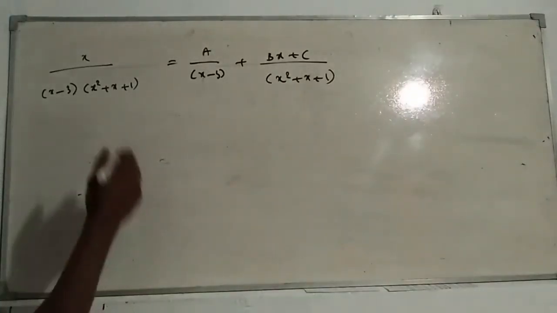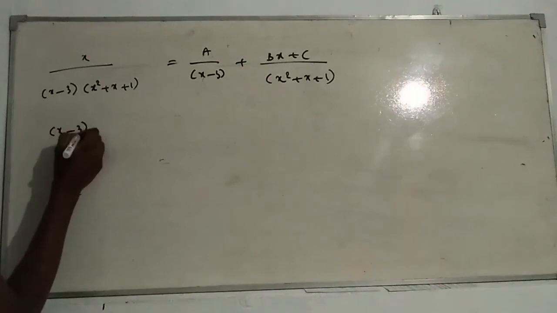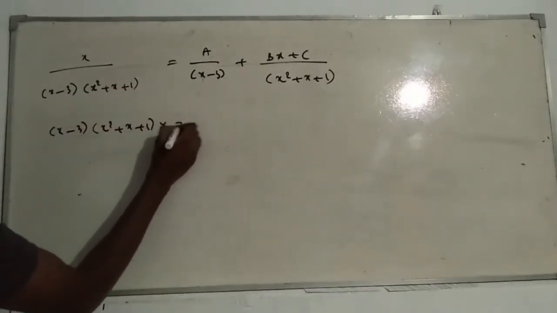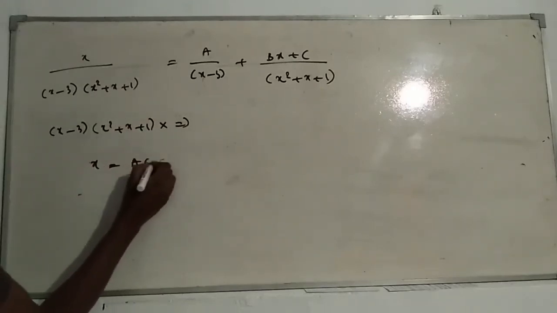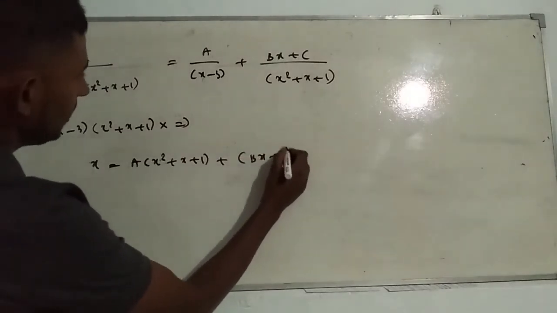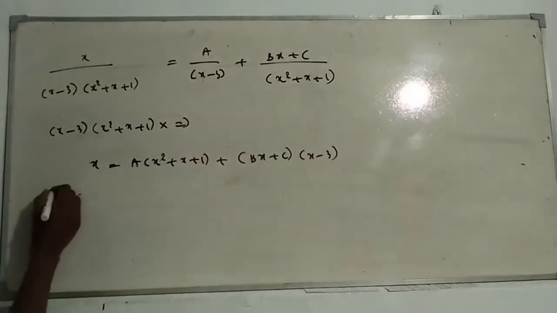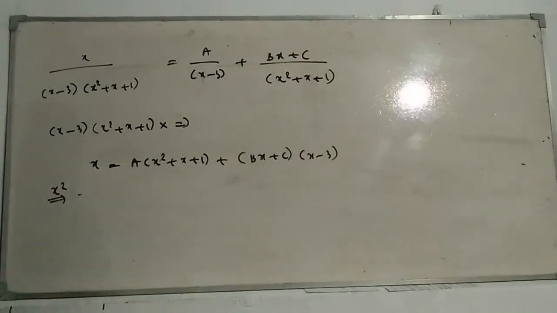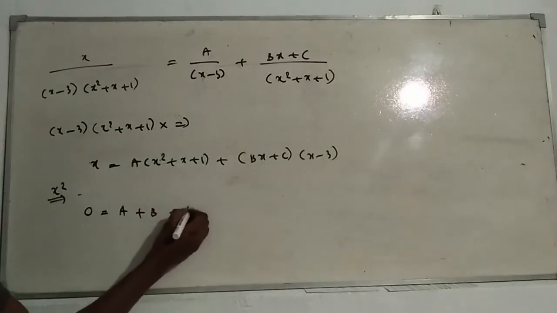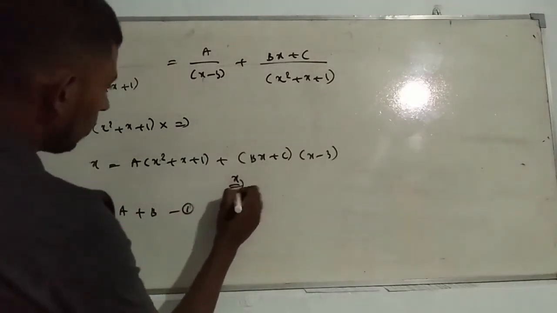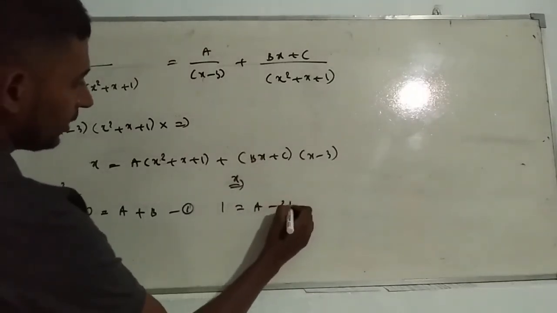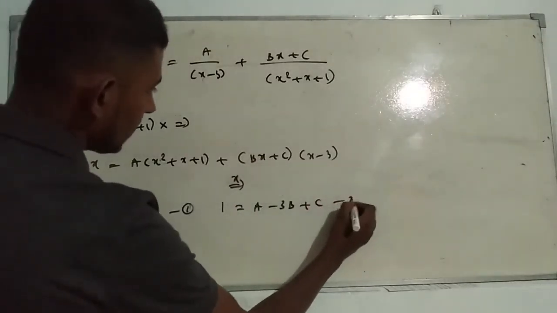Then again the same procedure: we multiply by the whole x minus 3 times x squared plus x plus 1. Then x is equal to a times (x squared plus x plus 1) plus (bx plus c) times (x minus 3). Now I consider the coefficient of x squared, that means here it's 0, here a plus b. This is my first equation. Then consider the coefficient of x, that means 1 is equal to a minus 3b plus c. This is my second equation.